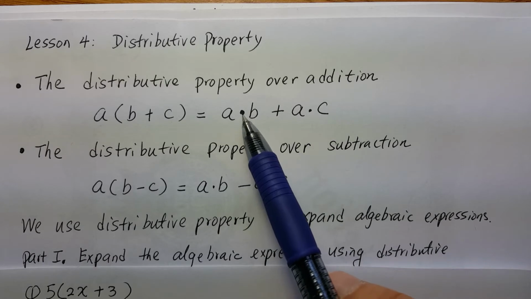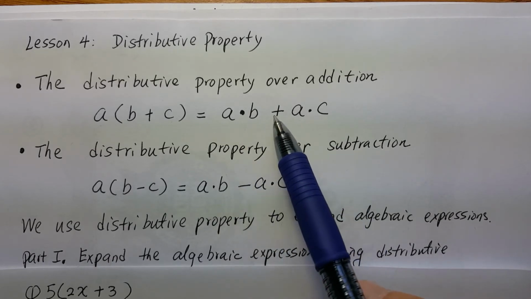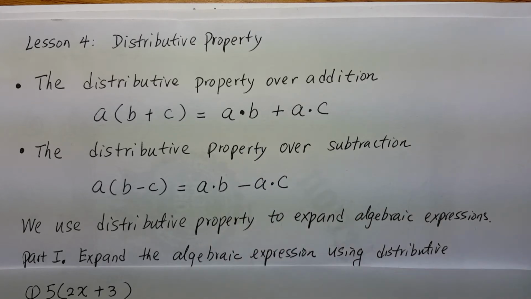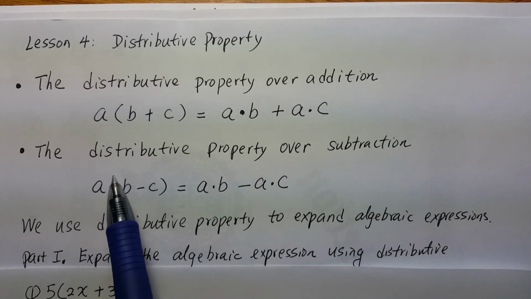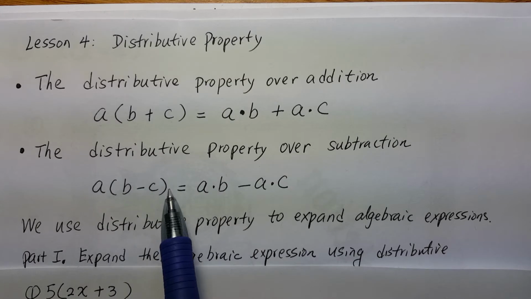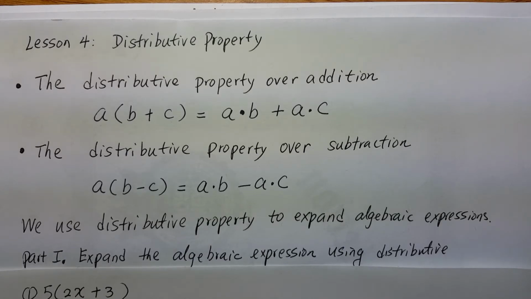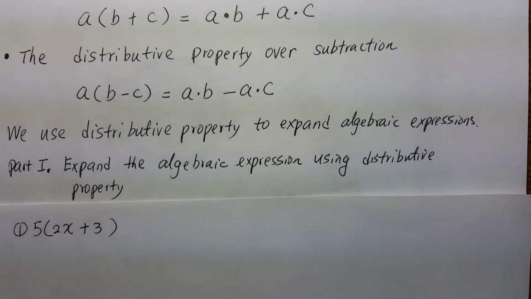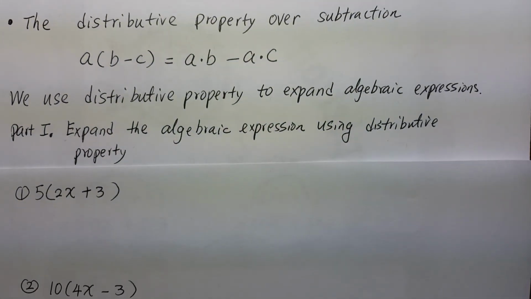So that is going to be multiplication, and then addition in the middle. We use the dot to represent the multiplication. The distributive property over subtraction is A times parentheses B minus C. So A times B, and subtract, then A times C. In the middle is subtraction. So we use the distributive property to expand algebraic expressions. Expand means to multiply out. So part 1, we are going to expand the algebraic expression using the distributive property.